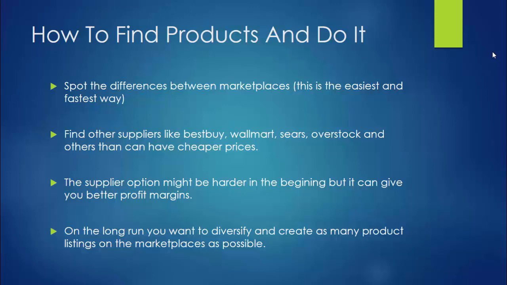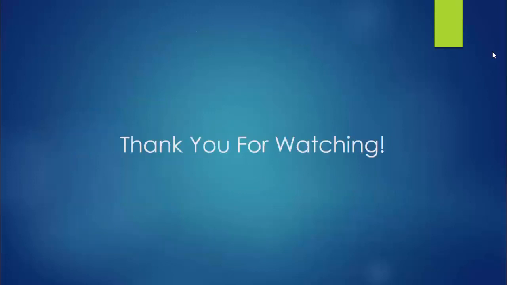In the long run, you want to diversify and create as many product listings on the marketplaces as possible, so you can have more chances to sell. So basically, this is how this works. It's not complicated at all, okay? Now, in the next video, I am going to show you some examples so you can understand better how this works. As a simple example, we will use Amazon and eBay, but you can use other sources as well, and I will tell you more about those in the next video.